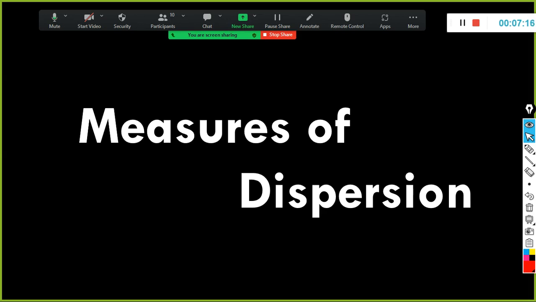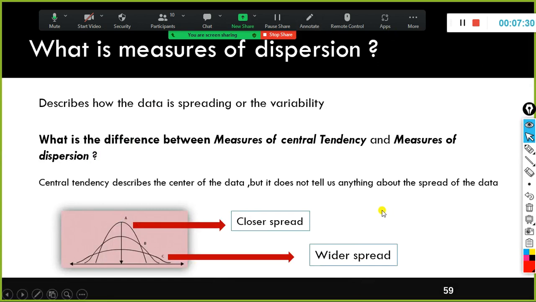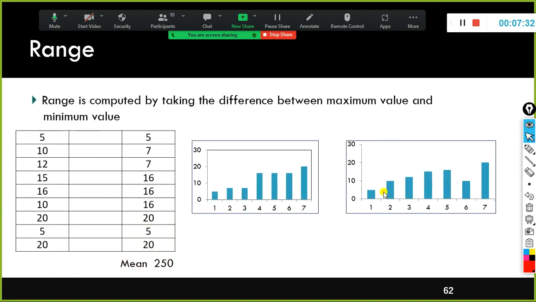In addition to knowing the central location of the data, we are also interested in knowing the spread of the data. Because with the spread of the data, we can say whether the given mean represents the whole data or not, and also how consistent the given data is. With that, we are able to understand. So first we will start with the range.